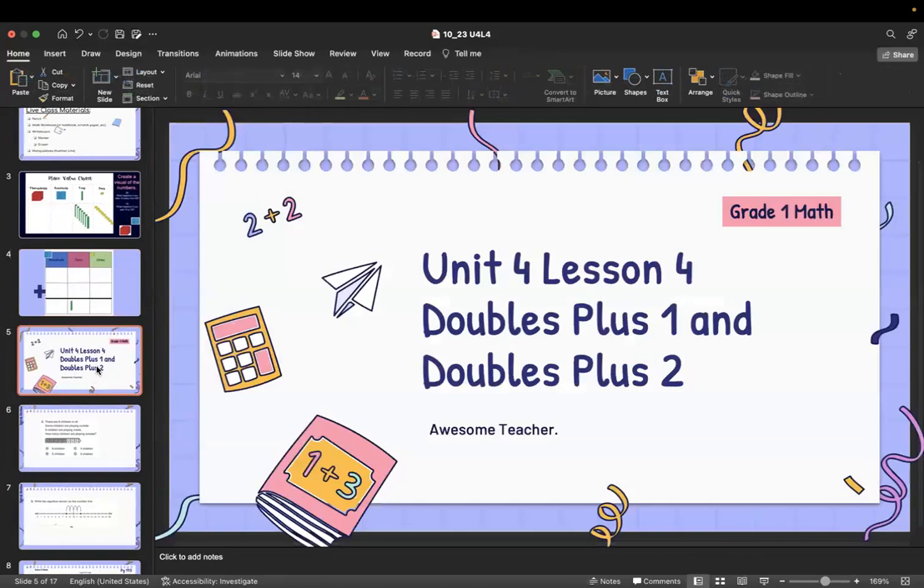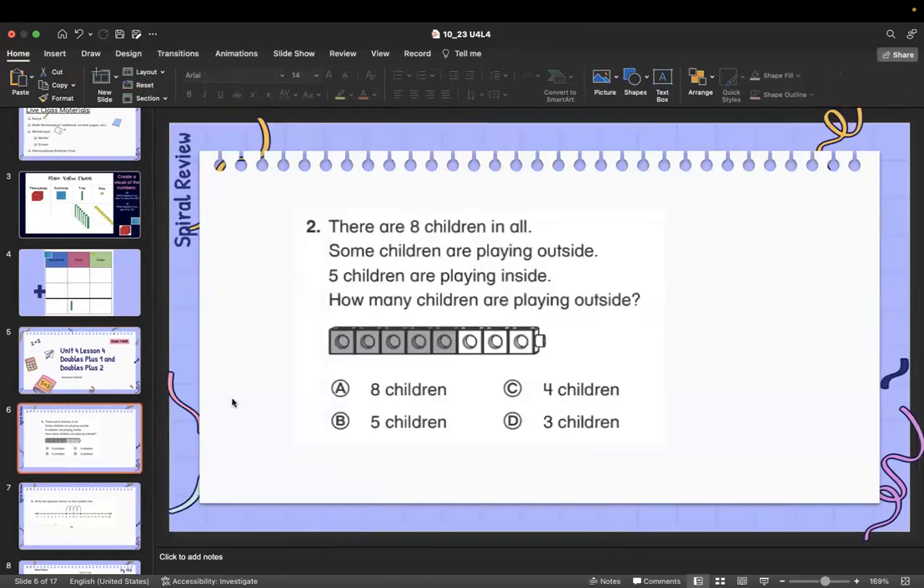So again, we're looking at doubles plus 1 and doubles plus 2. In this instance, you're going to look through the spiral review and you're going to work this out with your learning coach. If you need to use your whiteboard, please do so. Okay. And if there's anything you need help with, please ask your learning coach. Pause and we'll keep moving forward.